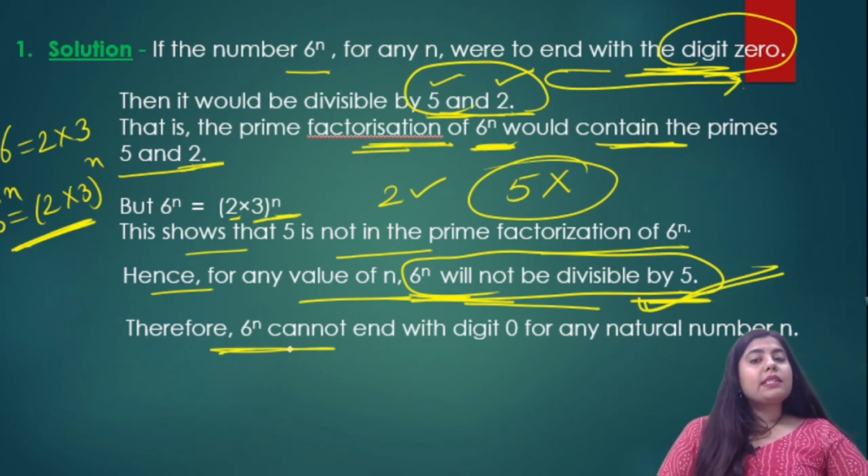It means 6 raised to the power n cannot end with 0 for any natural number n.